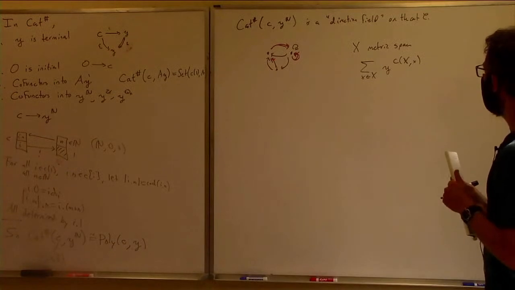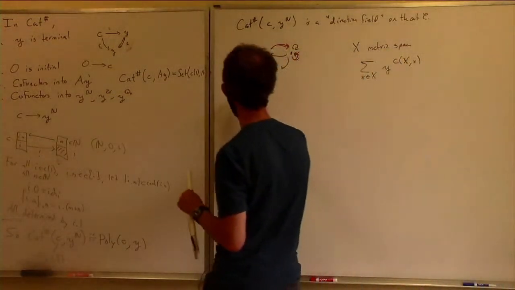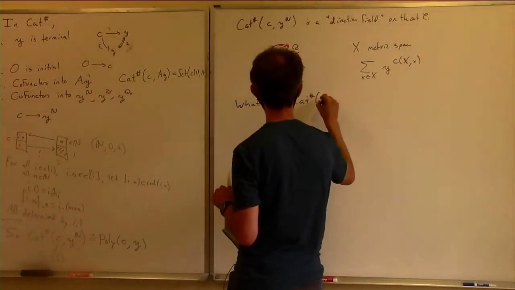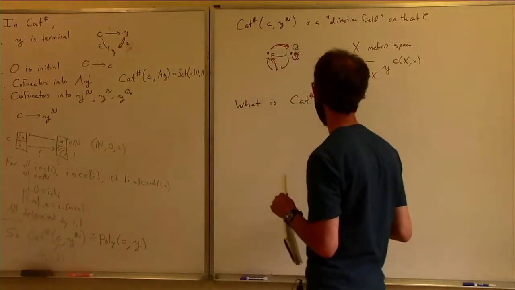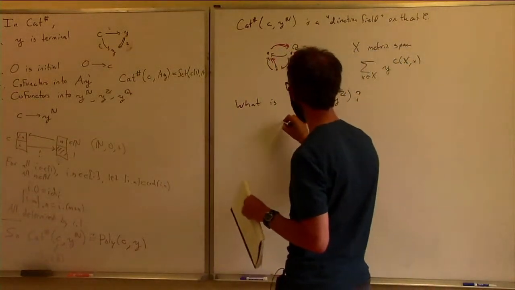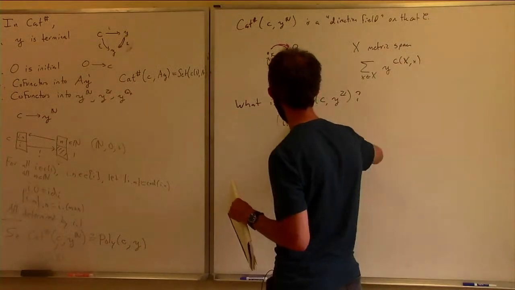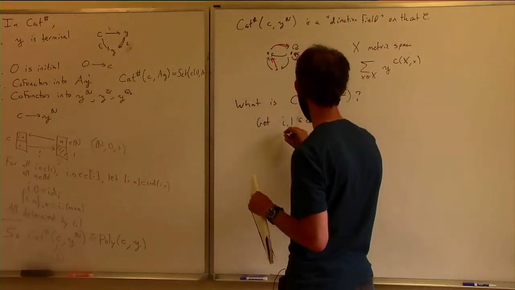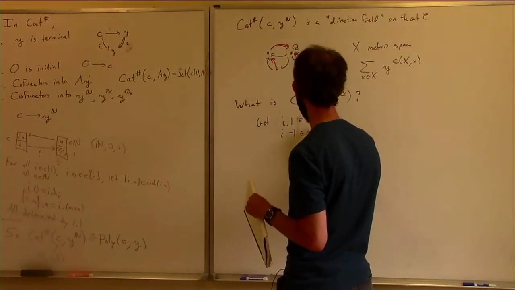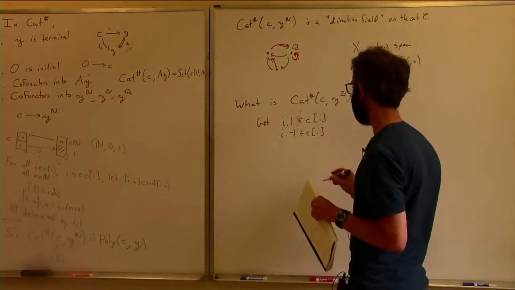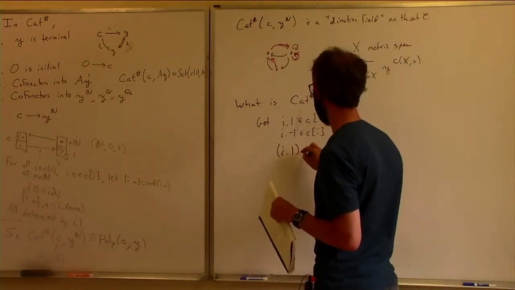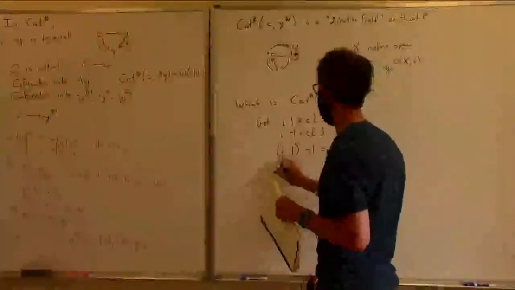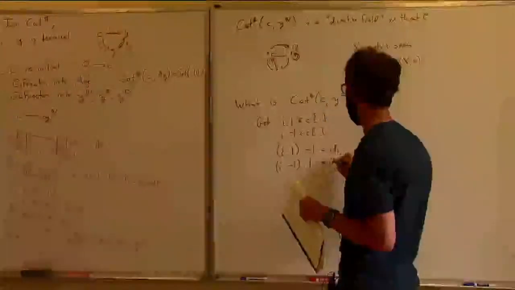Okay, then what is a map in Cat sharp from C to Y to the Z? Well, we would get this I dot 1 just like before. But we'd also get I dot negative 1. And we'd know that I dot 1 dot negative 1 would have to be identity on I, and I dot negative 1 dot 1 would have to be identity on I.